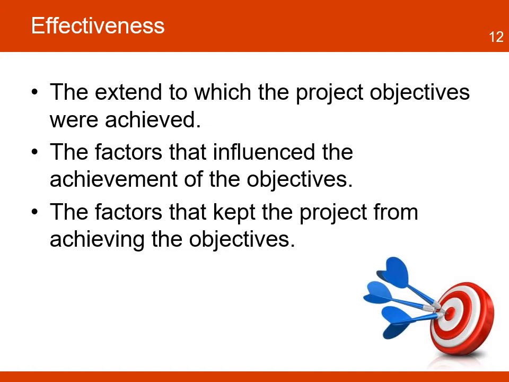Effectiveness means the ability of the project to achieve the planned objectives. An evaluation will seek to answer the following questions: the extent to which the project objectives were achieved, the factors that influenced the achievement of the objectives, and the factors that kept the project from achieving the objectives. An evaluation will measure how effective was the project in delivering the planned outputs and achieving the desired results. It will look at factors that contributed or limited the efforts to achieve the objectives.